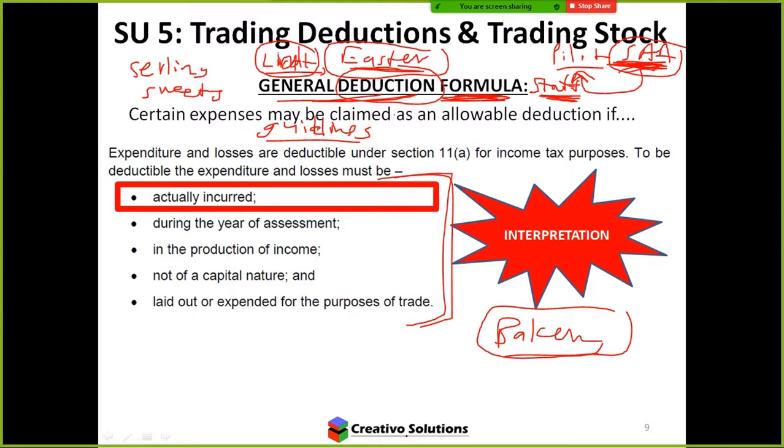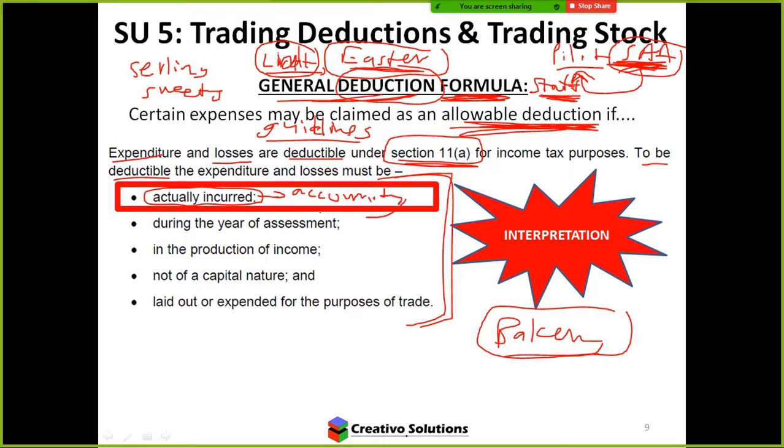Certain expenses may be claimed as an allowable deduction if expenditure and losses are deductible under Section 11A. Section 11A comes from the Income Tax Act. That's where you'll find it in terms of legislation. Legislation says under Section 11A that for something to be deductible, the expenditure and losses must be actually incurred. Actually incurred relates to accounting.